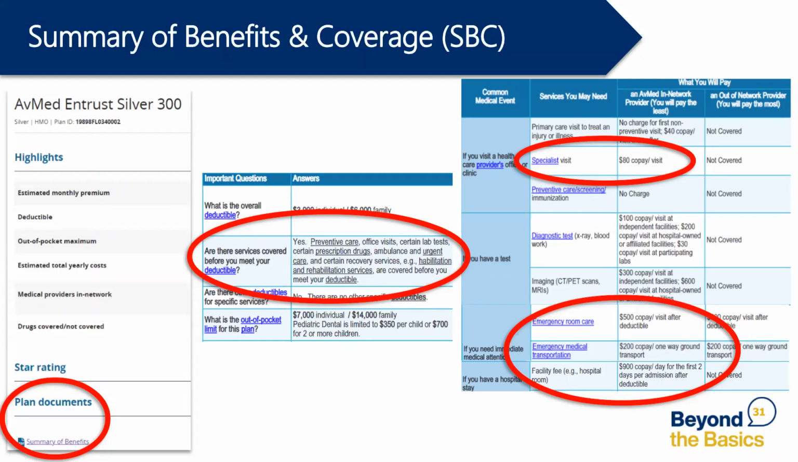And then you'll see further into the SBC, it's several pages long. You can scroll down or turn pages until you get to these scenarios. On the right-hand side with these blue squares, if you visit a healthcare provider's office, here's what will happen. Specialist visits are $80 copay per visit. A diagnostic test is $100 copay per visit at independent facilities, for example, and emergency room care is $500 copay after your deductible. And these SBCs should be telling you if it's after the deductible, or if the deductible doesn't apply. Those kinds of details should all be available.